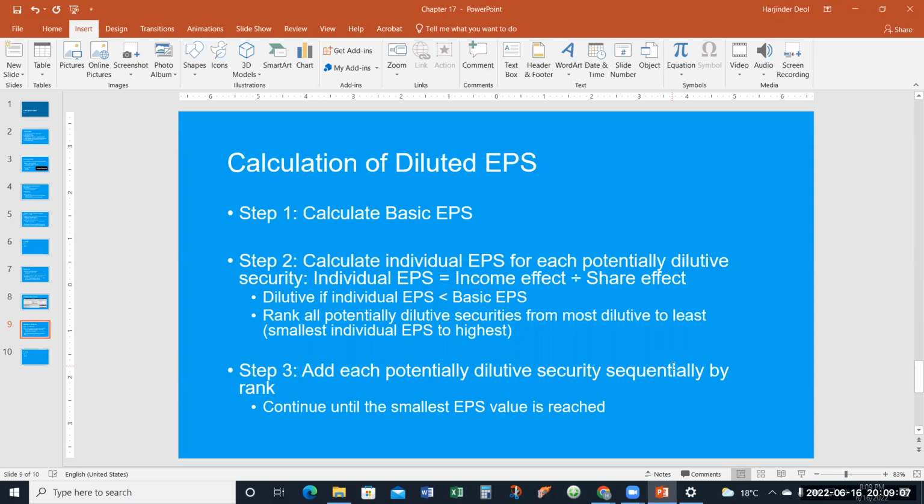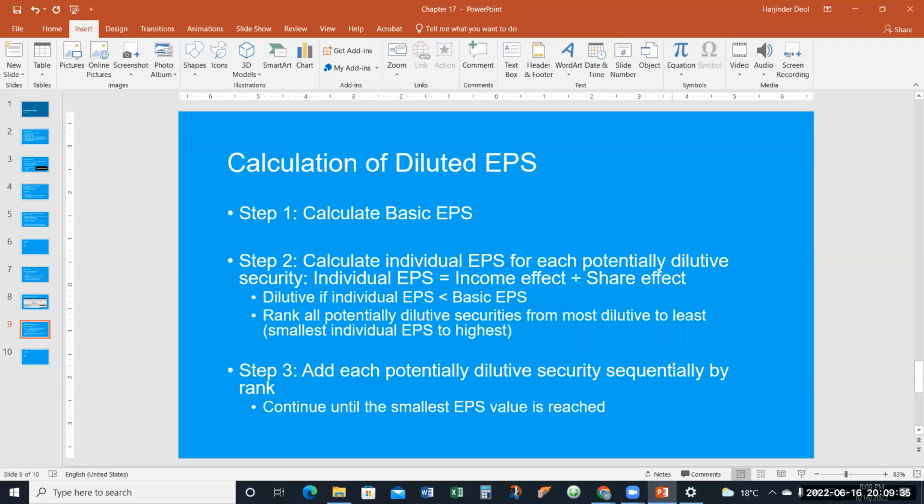And when you're ranking, you start with the most dilutive. Most dilutive means it's got the smallest individual EPS. And there's nothing smaller than 0. So options, because they have no income effect, the individual EPS on options is 0. So options will always be dilutive, provided our basic earnings per share is a positive number.